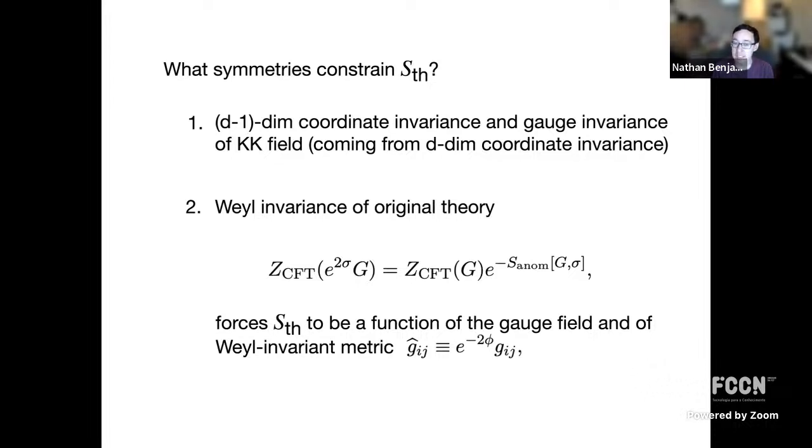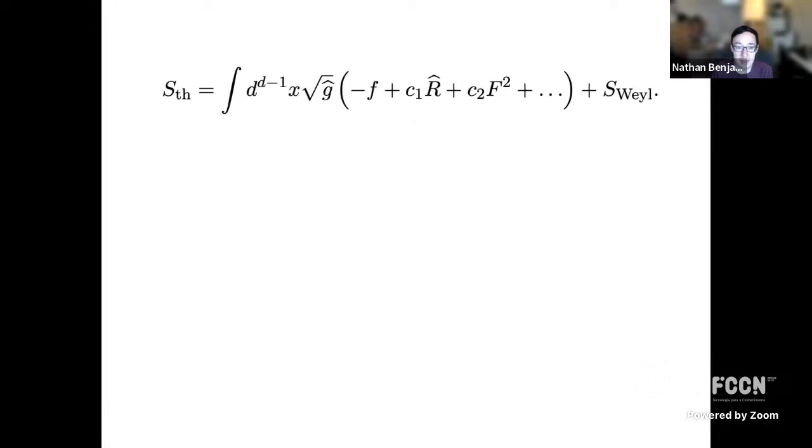But also more interestingly, I also have Weyl invariance of the original theory. So the conformal field theory, if I do a Weyl transformation of the metric, it has to be invariant up to a possible Weyl anomaly if the CFT has a Weyl anomaly in even dimensions. And this forces the thermal effective action to be a particular combination of the dilaton and the metric. In particular, it forces this to be this Weyl invariant combination, G hat, which is e to the minus 2 phi times G. Any other combination of the dilaton or the metric won't obey this Weyl rescaling. So this is the most general form of the thermal effective action that we can write down.